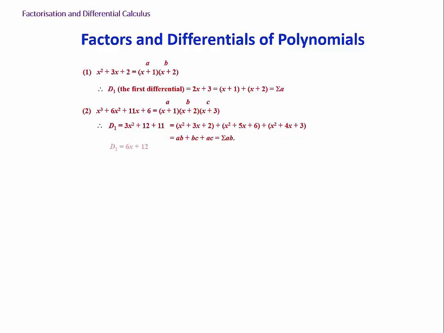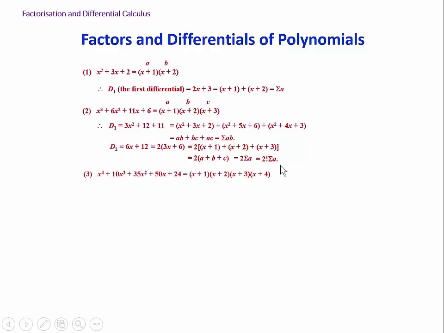Going on, we can differentiate d1 to get d2, which is 6x plus 12, and that's also related to the factors. 6x plus 12 is twice 3x plus 6, and 3x plus 6 is actually the sum of those 3 factors, A, B, C. So it's twice the sum of the factors, which is expressed like this, or like this. And that 2 is actually 2 factorial, 2 times 1.